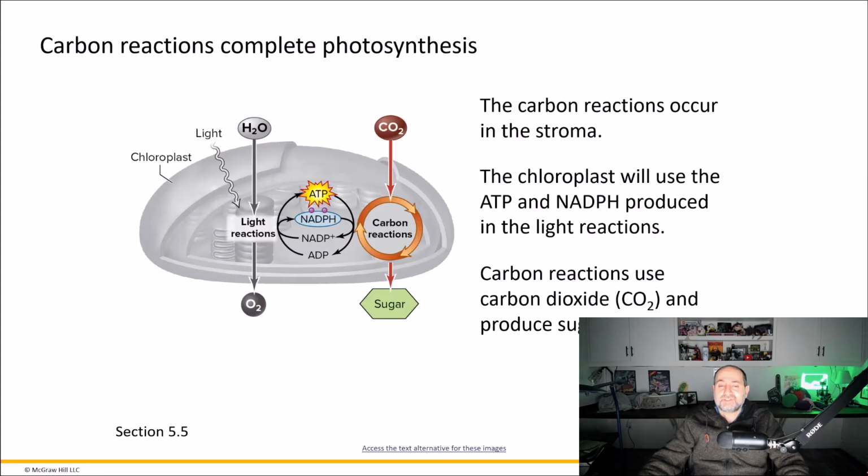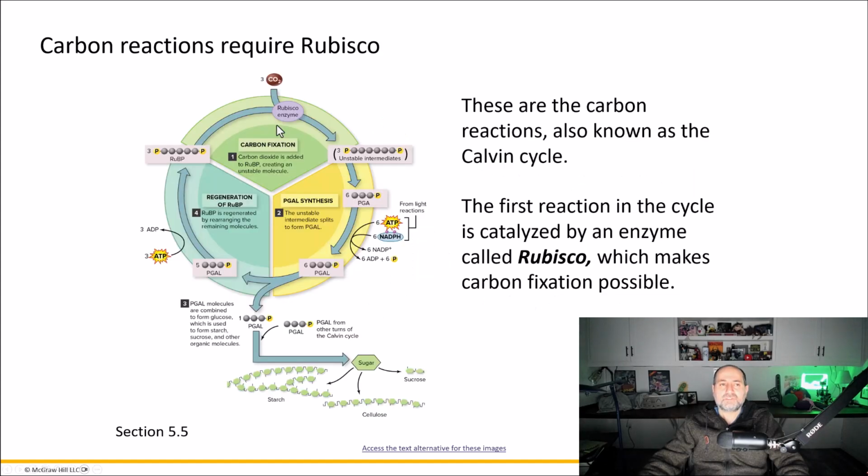Next, you should know that the carbon reactions occur in the stroma, the fluid in the chloroplast, but outside of those granum stacks. What should you know about these carbon reactions? They are also known as the Calvin cycle. CO2 is taken out of thin air and attached to an organic molecule. This process is called carbon fixation, and the enzyme responsible for carbon fixation is called rubisco. So definitely know that rubisco is the enzyme that makes carbon fixation possible.